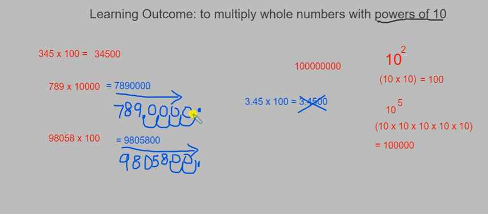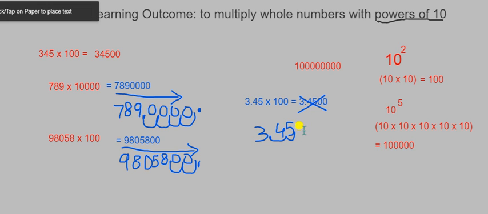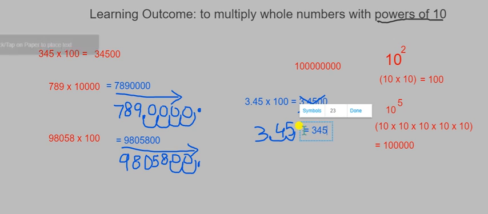But if you follow this step, you will never get an incorrect answer. As the decimal is already in the number, it means it is not at the end because it's a decimal number, it's not a whole number. And there are two zeros in the 100. We will move it two places forward, and here we are with our answer, which is 345. So please follow the steps.